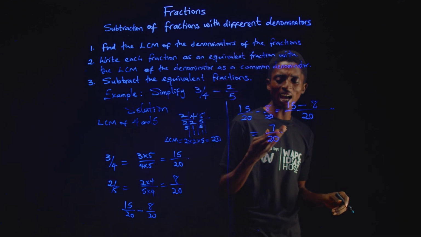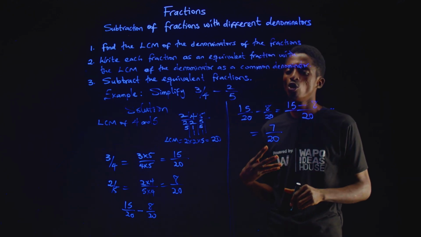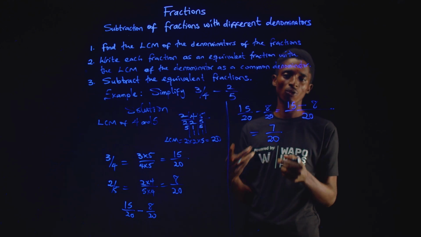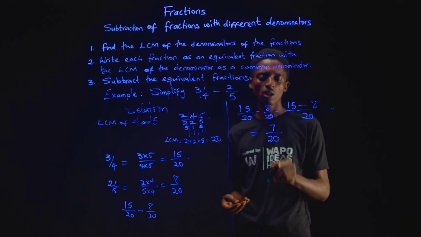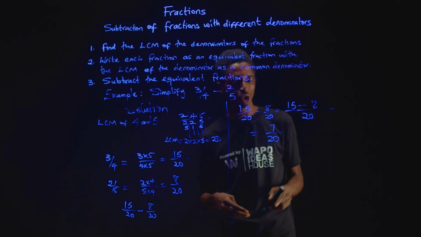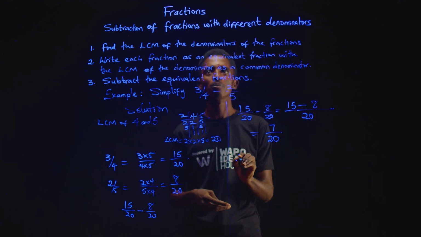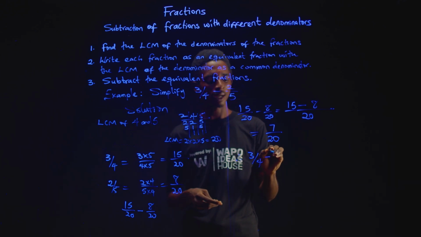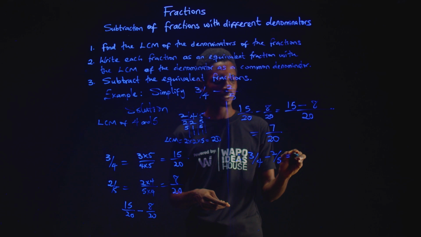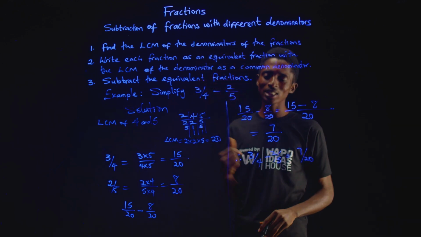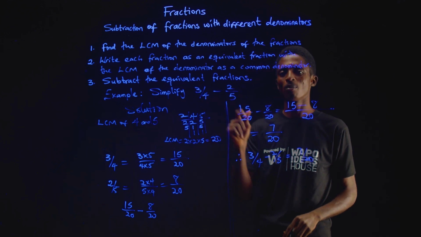If the fraction has a common factor, you can use that to divide numerator and denominator in order to bring such a fraction to its lowest term. But in this case, this fraction already exists in its lowest term. Therefore, we can now say 3 over 4 minus 2 over 5 is 7 over 20. And that is the solution to this problem. Thank you.